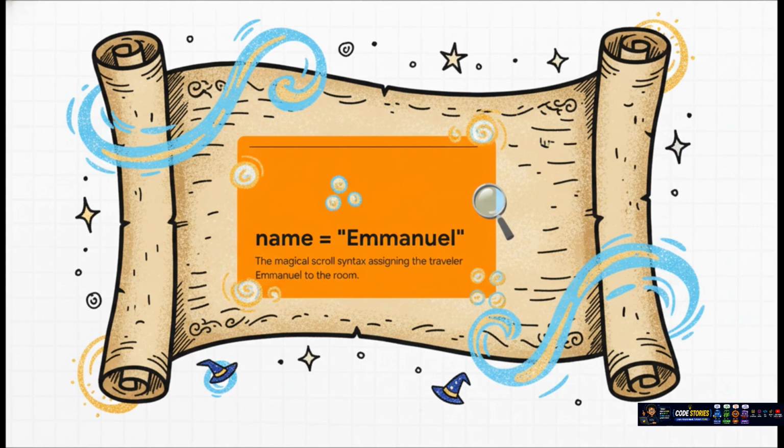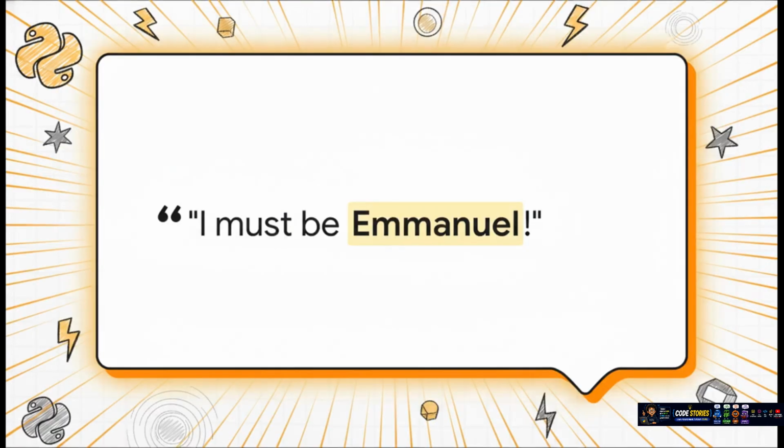As he walked in, a glowing magical scroll popped up in the sky with this code. The room literally started glowing with excitement. It yelled out, "I must be Emmanuel!"